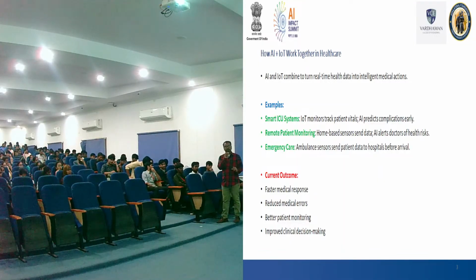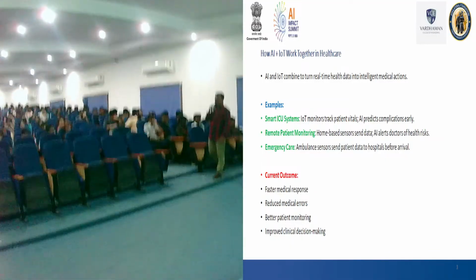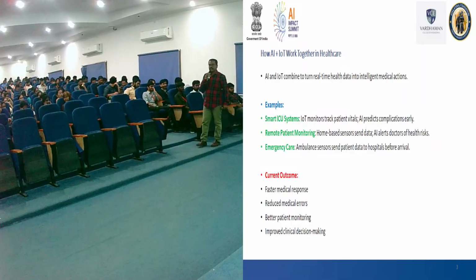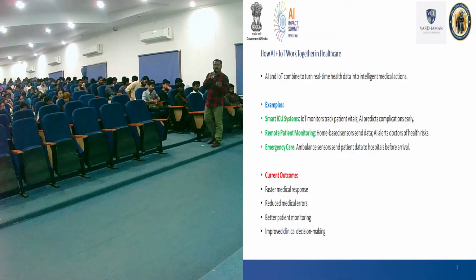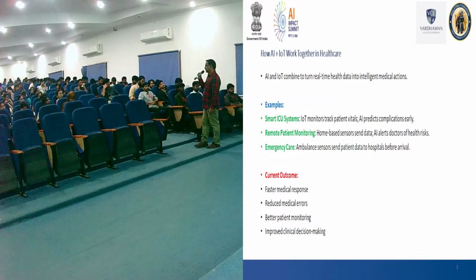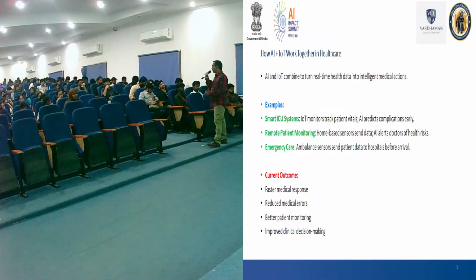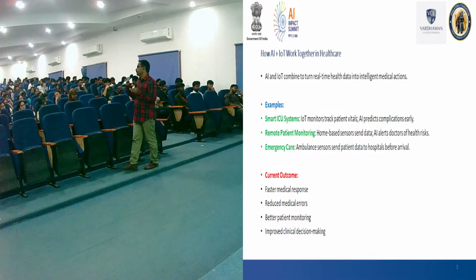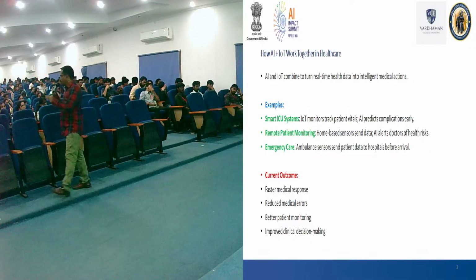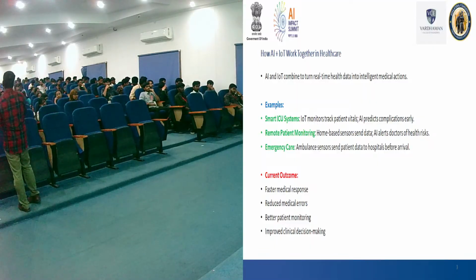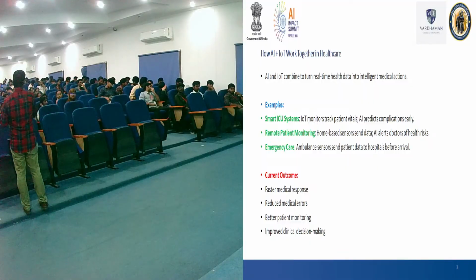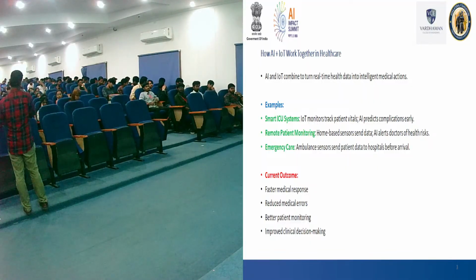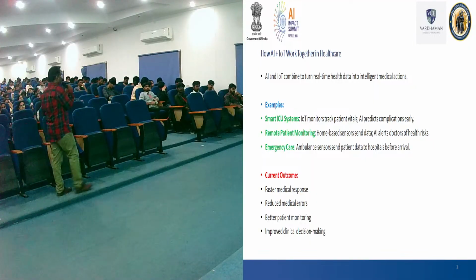Fine. IoT monitors track patient vitals. AI predicts complications early. And then remote patient monitoring, home-based sensor data. AI predicts and alerts doctors of concerns. So automatically the sensor will be fitted into the home. That sensor will detect different people, not only a single person, each member of the family. We analyze the collected data and send it to the doctors, so the doctors can easily analyze it.